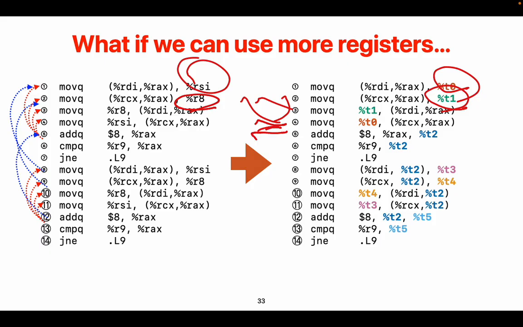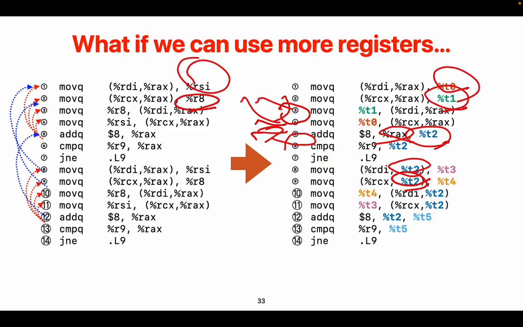And for this 5, instead of having it write to RAX now, it's going to be T2. And the later instruction, depending on the new RAX, will be depending on T2. Then, are we seeing any problem when we reorder 3 and 5? Not at all, right?